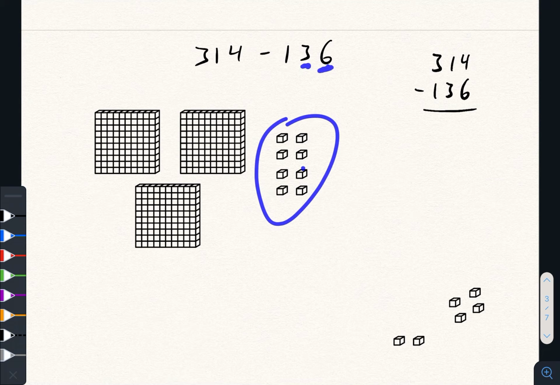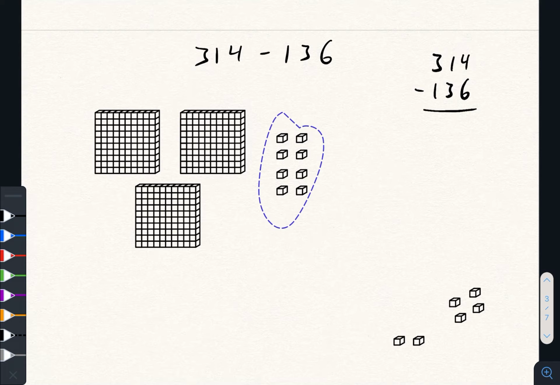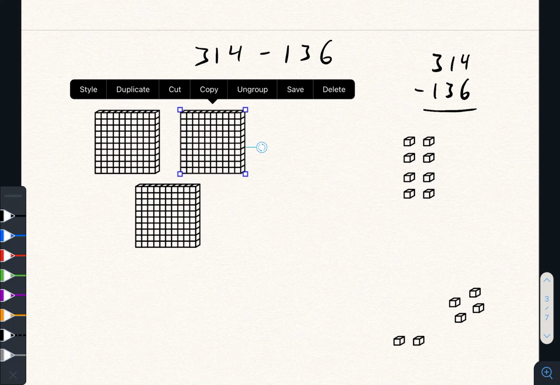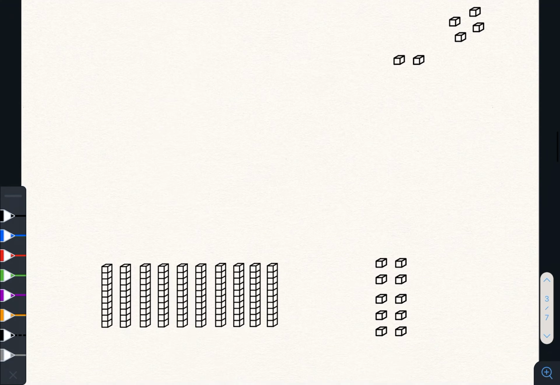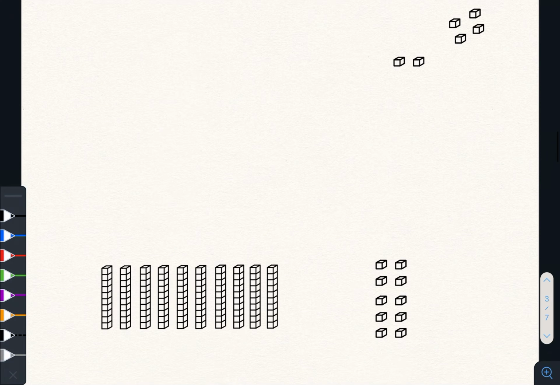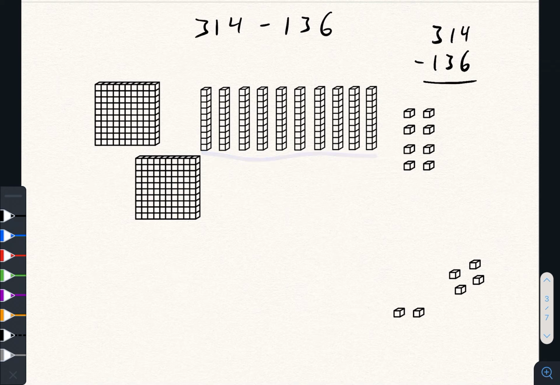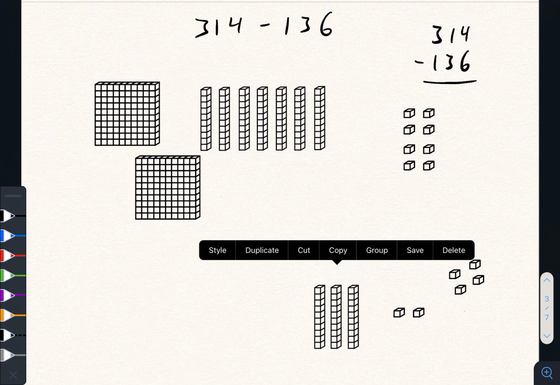Now I need to take away 3 tens. Can't do that. There are 0 tens here. So I have to take one of these hundreds and make an exchange for a bunch of tens. So let's bring that up here. Okay, so I just exchanged one of the hundreds for 10 tens. Now I need to take away 3 of these tens. So let's take away 3 tens right here.